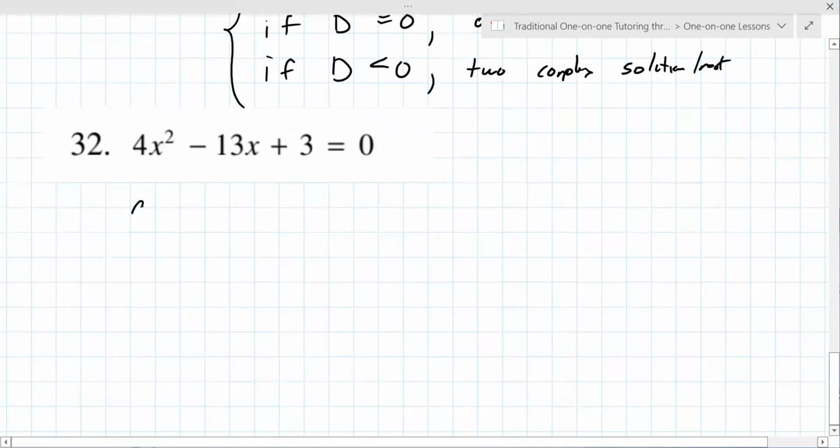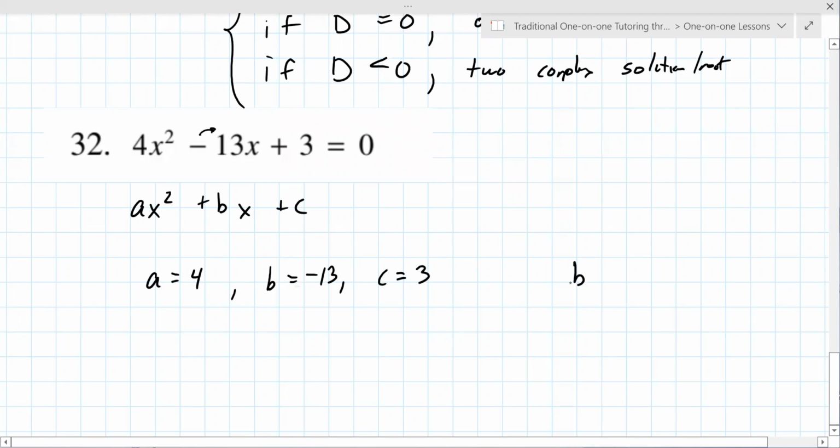Okay, so this is ax squared plus bx plus c, and the a and the b and the c are the coefficients, but it does take on the sign, the operator. So all you've got to do here is calculate b squared minus 4ac.